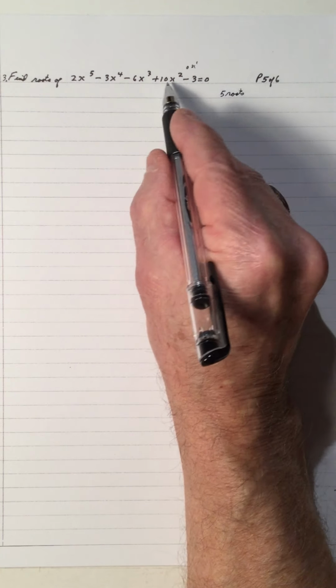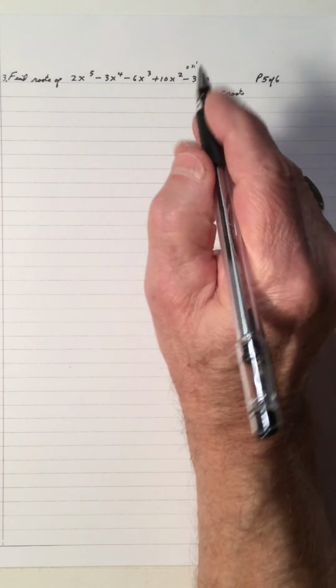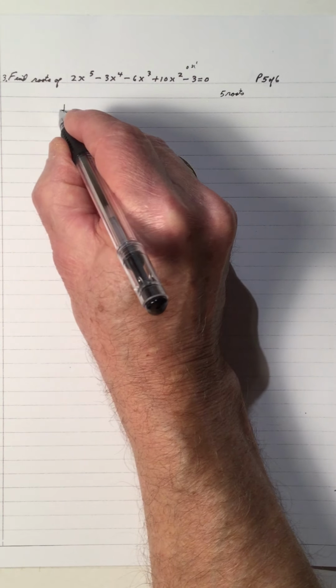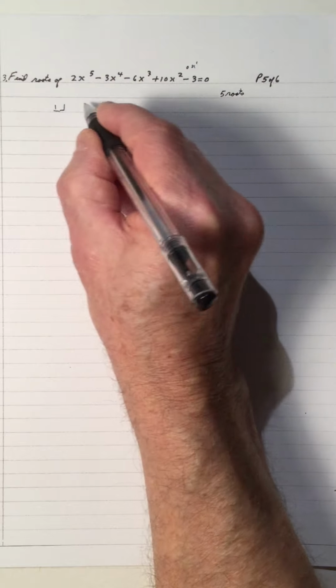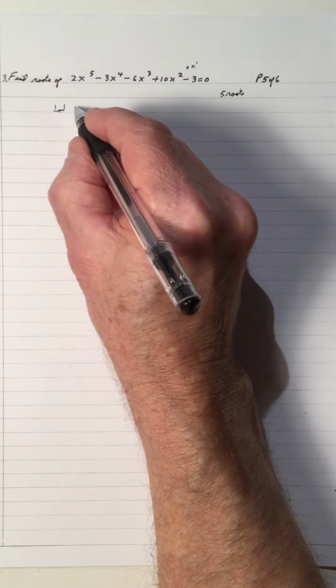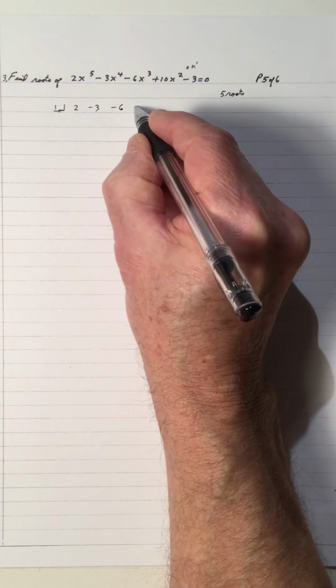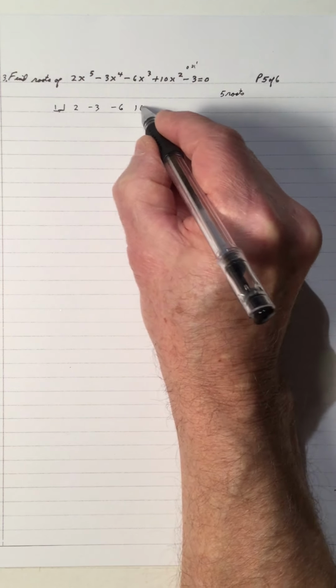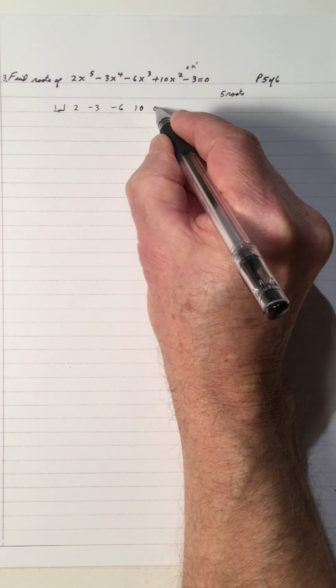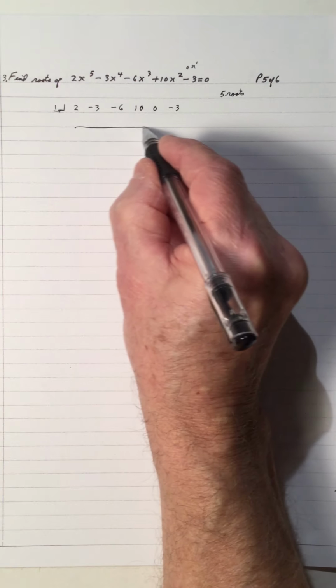Do the coefficients add up to be 1? That's a 12 and a negative 12. Yes, they add up to be 0. So if you add the negatives up and the positives up, you get 0. So that's a 2, -3, -6, 10. And we have to put that 0 in there when we're going down in descending order. And 3. Draw a line.